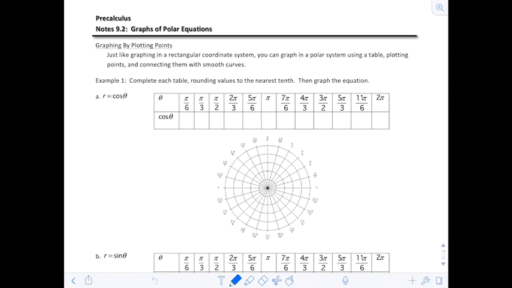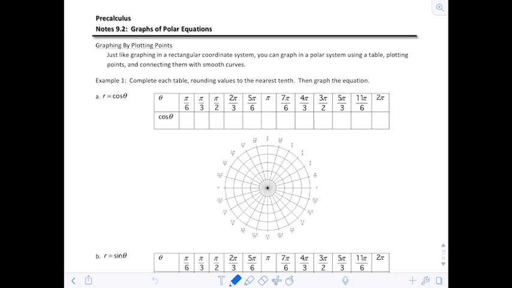So the first thing, for several of these, we will be able to use the calculator. But for these first two, r equals cos theta and r equals sine theta, we are going to need to do these by hand and really dive in and take a look at the values, how to plot them, and what they look like. So graphing by plotting points, think about when you first started learning how to graph lines, when you were maybe in Algebra 1 or 8th grade, and your teacher had you make a table of values. So we're going to do that as we start these.